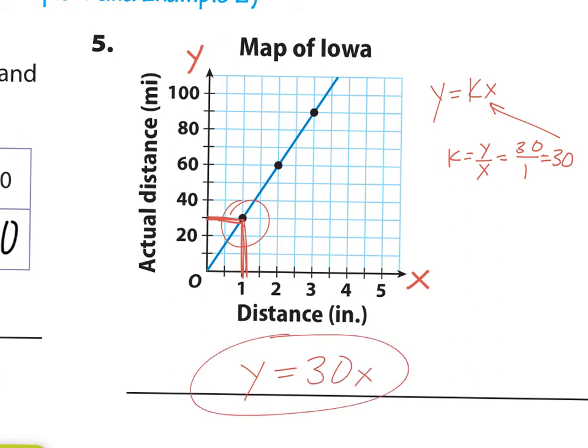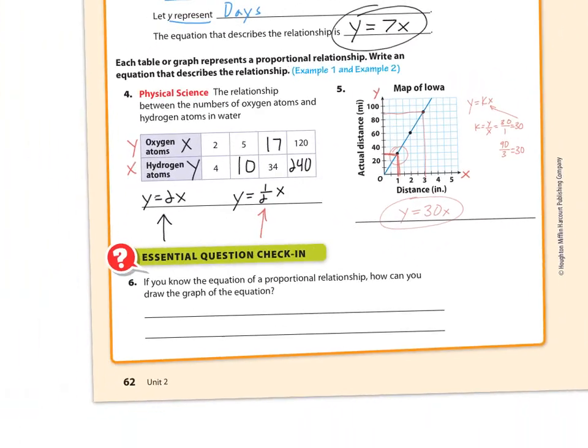Why did we not do it from the big numbers? If you were to pick the big numbers, you would have said your Y was 90, your X was 3, 90 over 3 still equals 30. So you would still get the same thing. And the middle one too, you get the same thing. 60 over 2 is equal to 30.